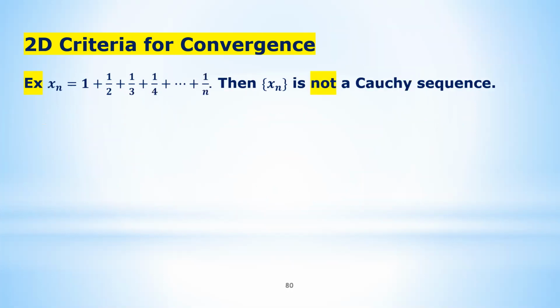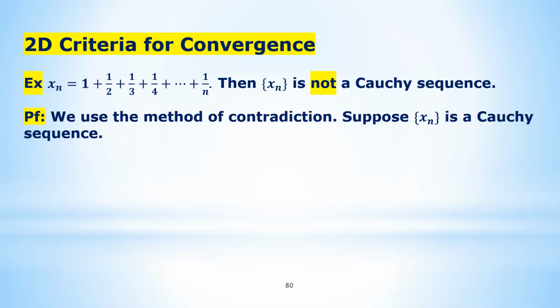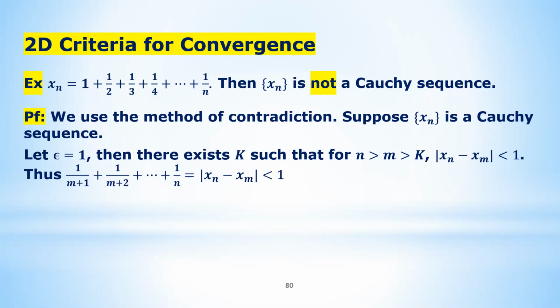Now the third sequence. The third sequence we're going to show, I have another similar sequence. xn equals 1 plus 1 half plus 1/3 plus 1/4, and so on, up to 1 over n. So we're going to see in this case, the xn is not a Cauchy sequence. Okay. So for this purpose, I'm going to use the method of contradiction. Now suppose the xn is a Cauchy sequence, just suppose, okay.